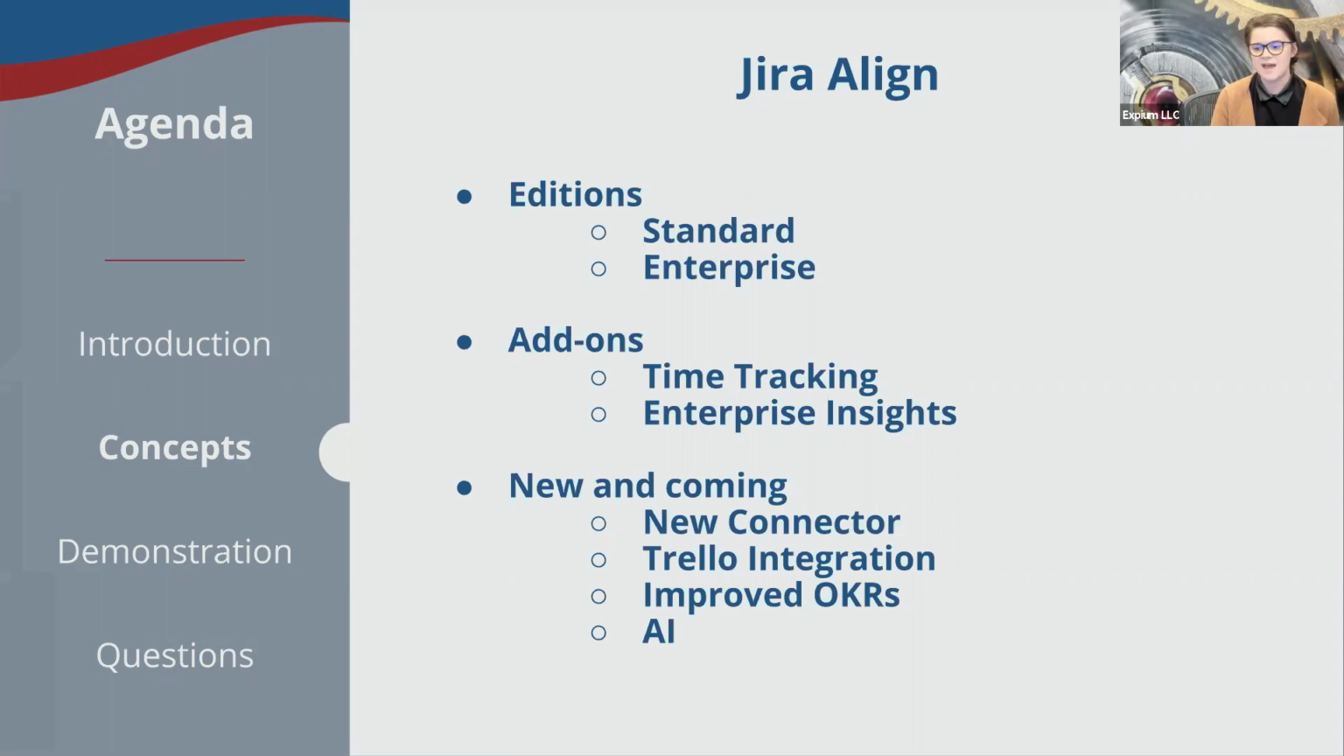And then some new and upcoming features that Atlassian has been talking about. They are making improvements to the connector between Jira and Jira Align, making that a bit easier to manage. They've been talking about some Trello integration as well as improving the OKR functionality. They have made some updates to the OKR tree, but I believe there are still some more updates to that feature to come. And then they've been talking about some AI features as well.